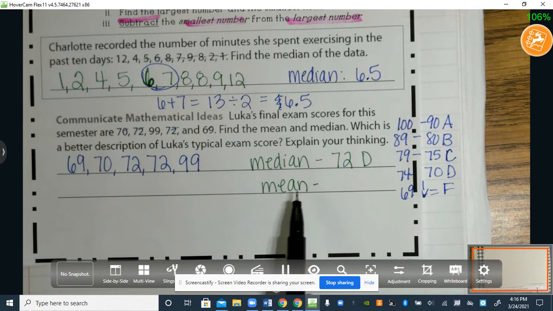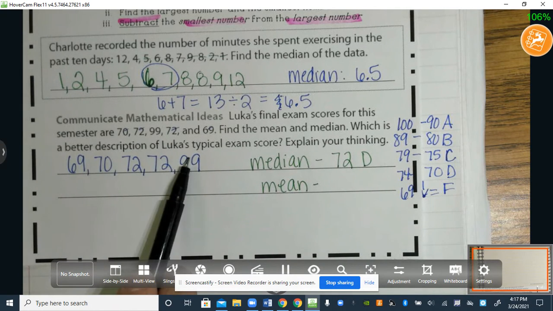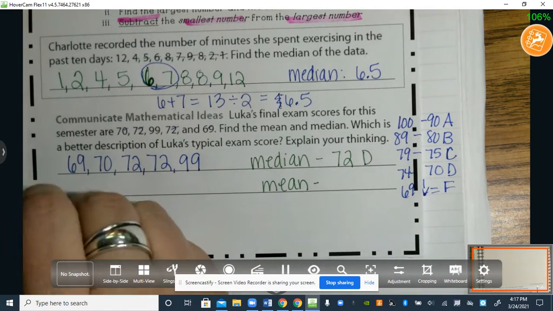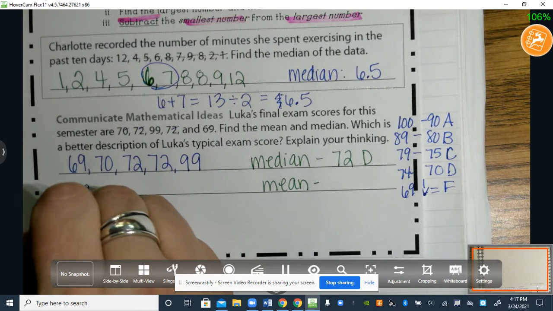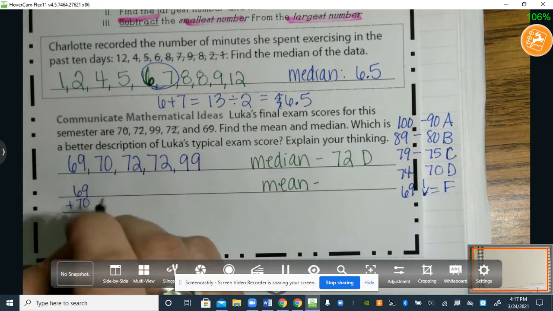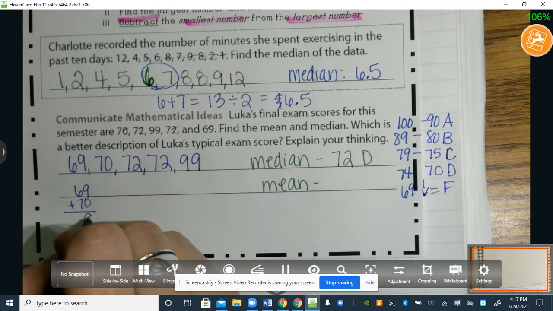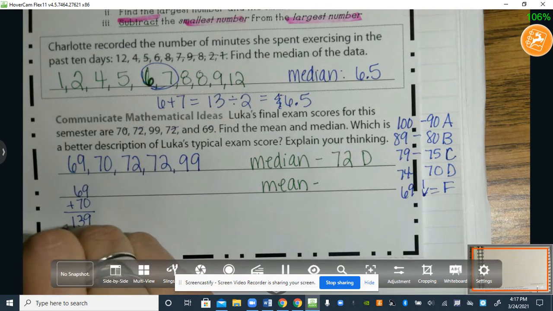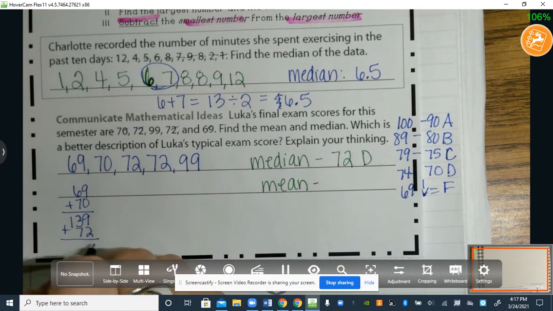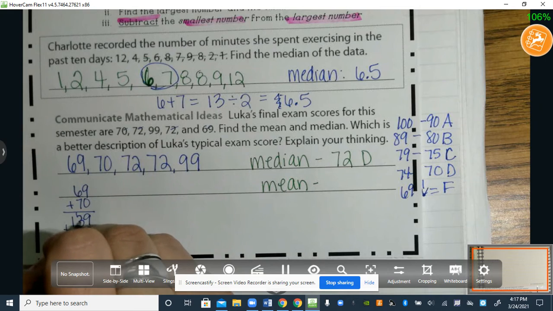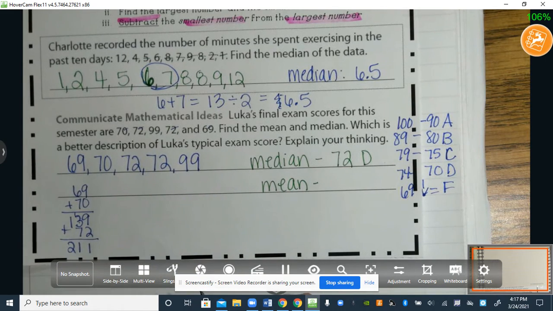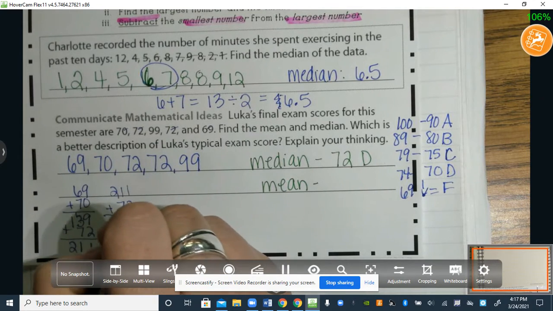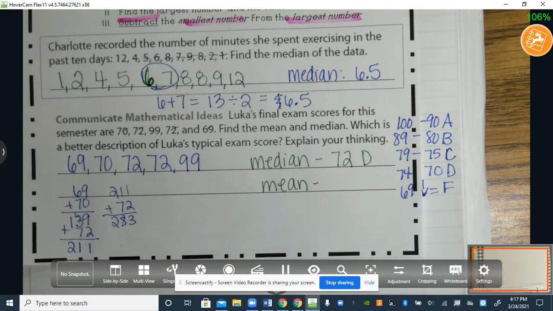Okay, now to find the mean, I need to add them up and divide by how many test scores I have. So I need to add up 69 plus 70. I like to add up two things at a time. Some people like to add all 5 of them. So whatever your choice is, that's 139 plus 72. 9, 10, 11. Carry the 1, 7, 8, 9, 10, 11. 211. Okay, 211 plus 72 again, 283.